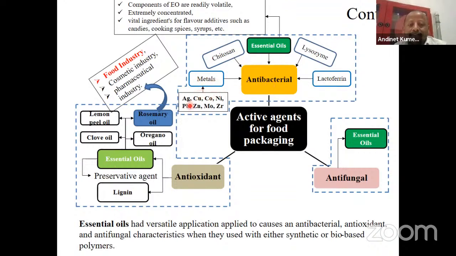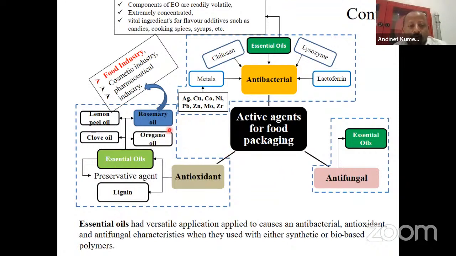Among these metals, the silvers, copper, and its alloys have some antibacterial effect against Escherichia coli and Staphylococcus aureus. Chitosan by itself has an antibacterial property, but essential oils, as can be observed from the literature survey, have a vast application in terms of antibacterial, antioxidant, and antifungal characteristics.